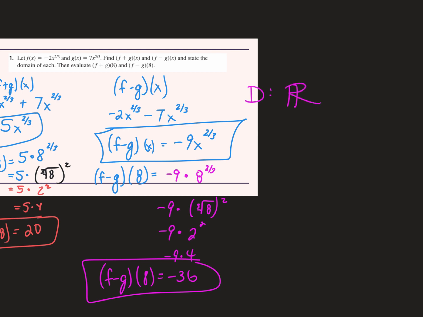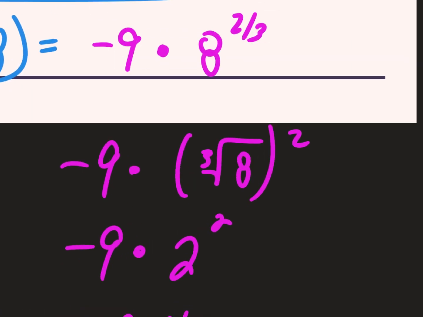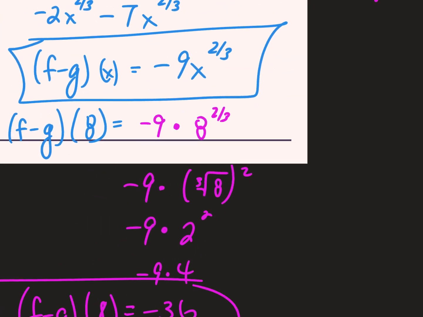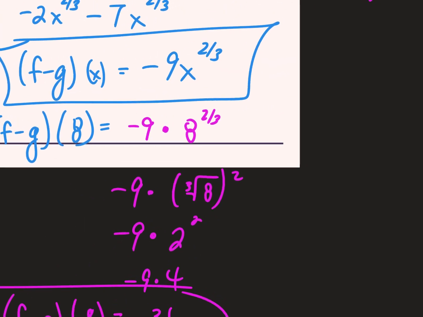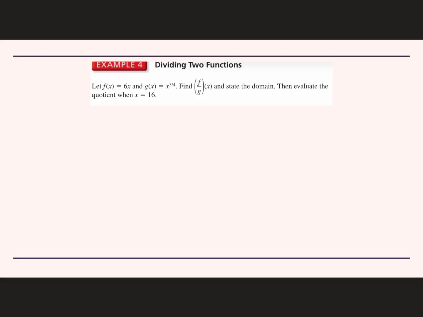Did we take the square root of a number? No, what did we take? What root did we take here? The cube root. Can you take the cube root of a negative? Yes. So you're only going to have a domain restriction when you have a radical when it's an even root, like a square root, 4th root, something like that. All right, you guys are doing good.